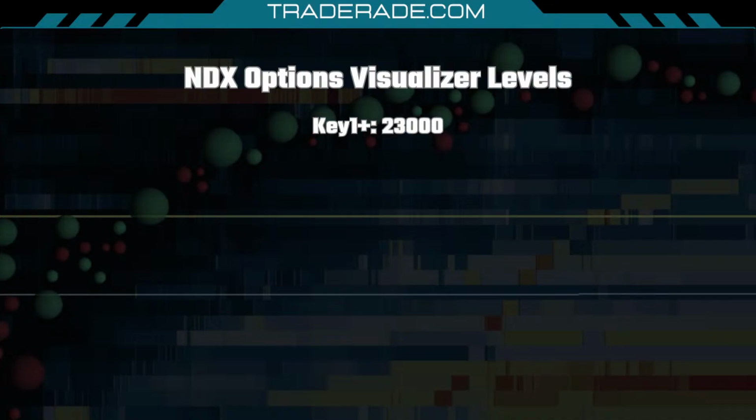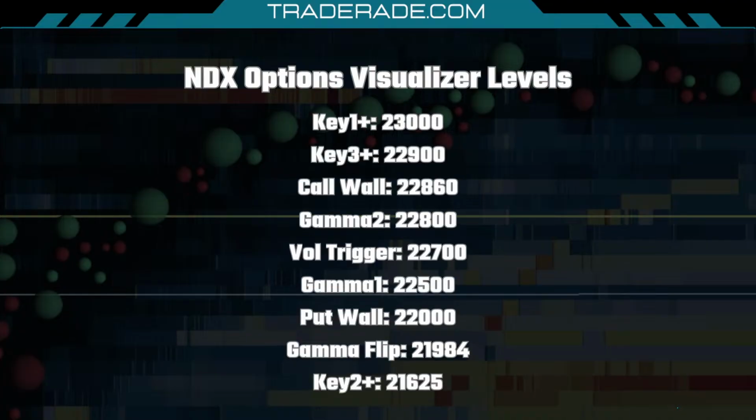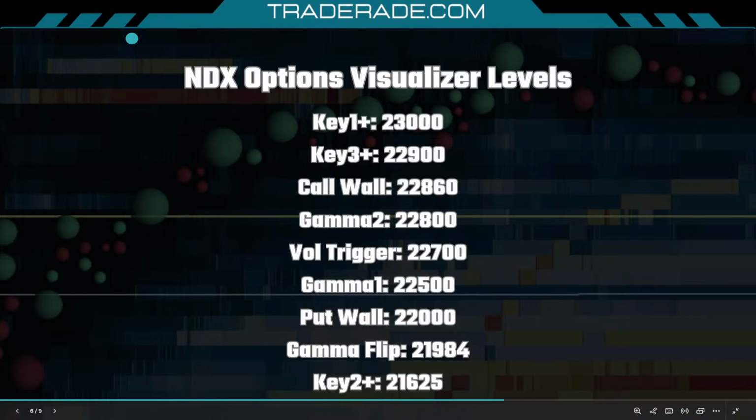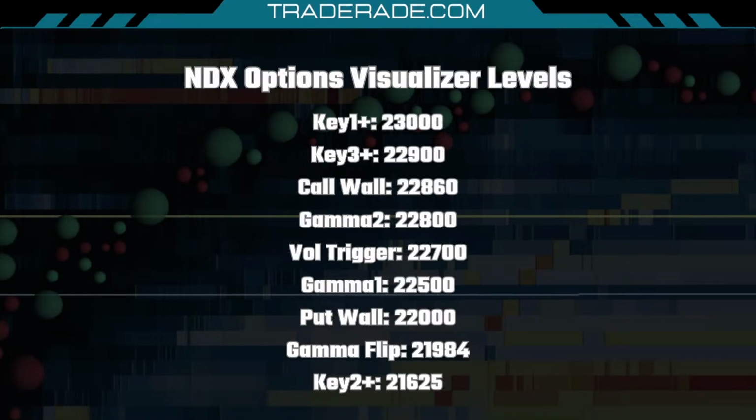And these are some of those same levels for the NDX or NASDAQ 100 cash index. So watch these levels here on the cash index as well. So I think that we could see some resistance at those upper key levels. The call wall, key 3 and key 1 are areas to watch pretty closely.